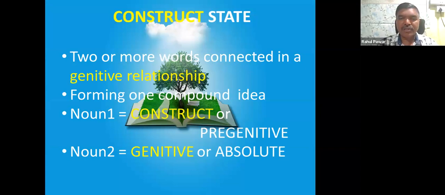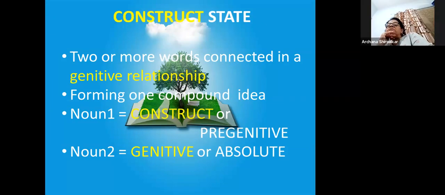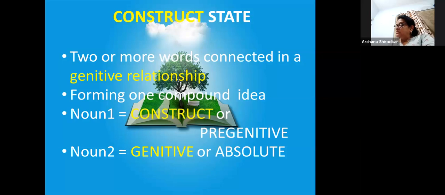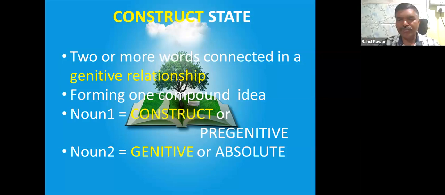idea. The first noun is said to be in construct. There are two names for the first noun. The first name is construct. We can call it a construct noun or pregenitive. You know what a genitive relationship is? Possessive relationship. For example, my mobile, my pen, my class. So that is a genitive relationship. And in this genitive relationship, the first noun is said to be in construct state, or it is called pregenitive. And the second noun is said to be in genitive or in absolute.